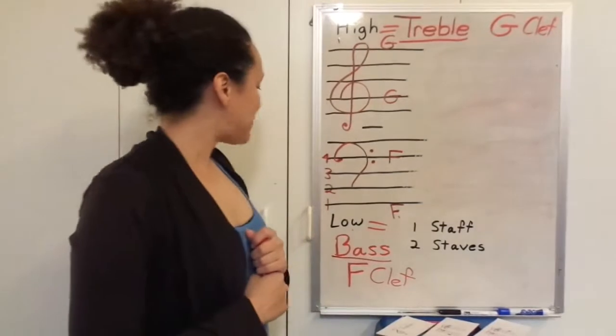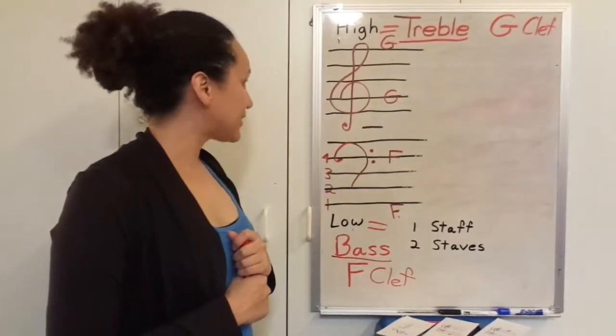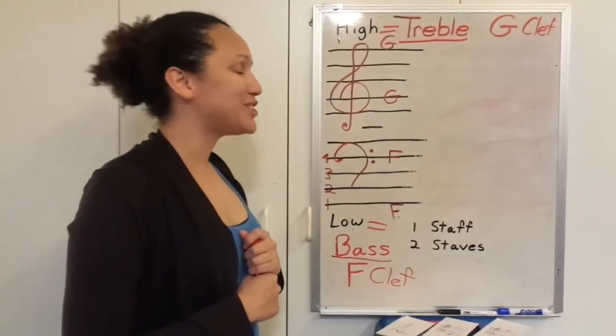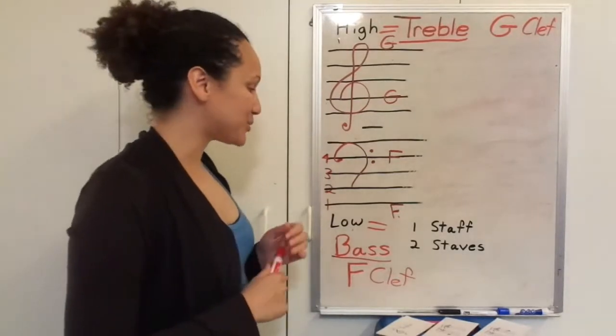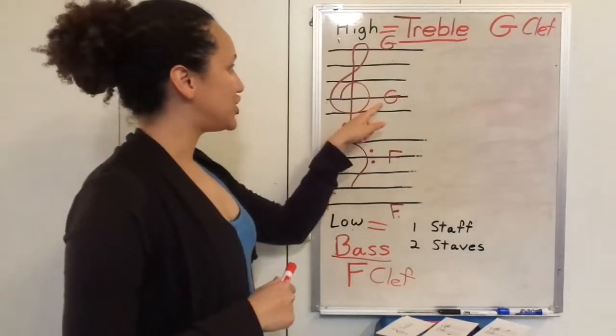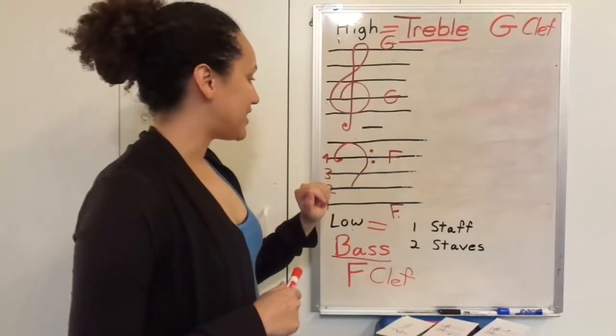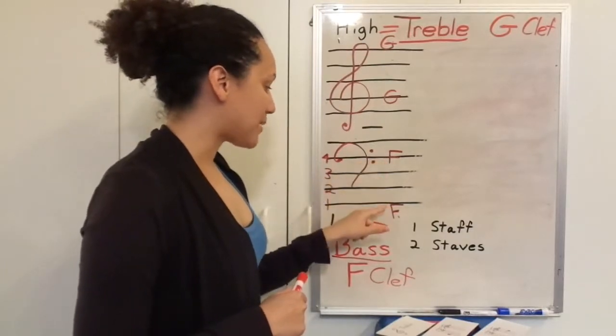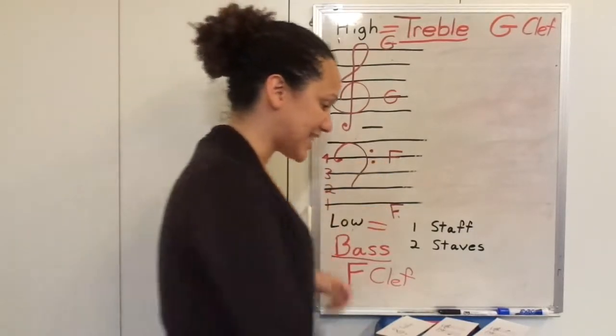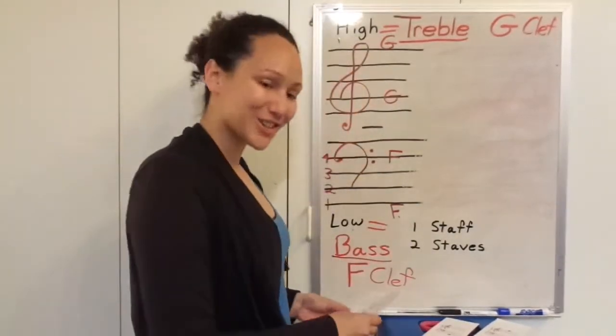All right. Bass clef, low, and you use the F clef. Treble clef, high, and you use the G clef. And also the notes, G and G, and the bass clef notes, F, and below, sustaining it, is the F. Let's go ahead and look at the flashcards.